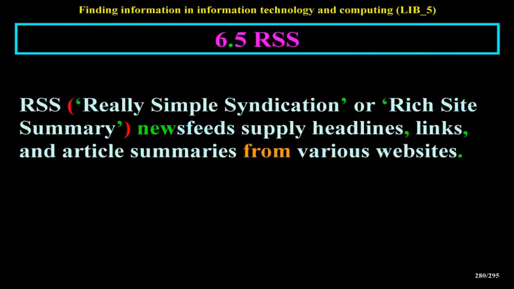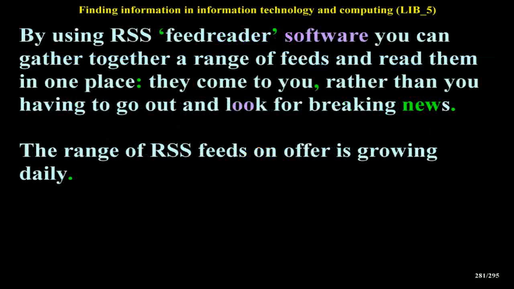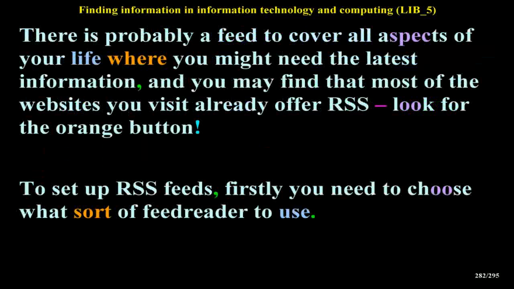6.5 RSS. RSS, really simple syndication or rich site summary, newsfeeds supply headlines, links, and article summaries from various websites. By using RSS feed reader software, you can gather together a range of feeds and read them in one place. They come to you, rather than you having to go out and look for breaking news. The range of RSS feeds on offer is growing daily. There is probably a feed to cover all aspects of your life where you might need the latest information, and you may find that most of the websites you visit already offer RSS. Look for the orange button.